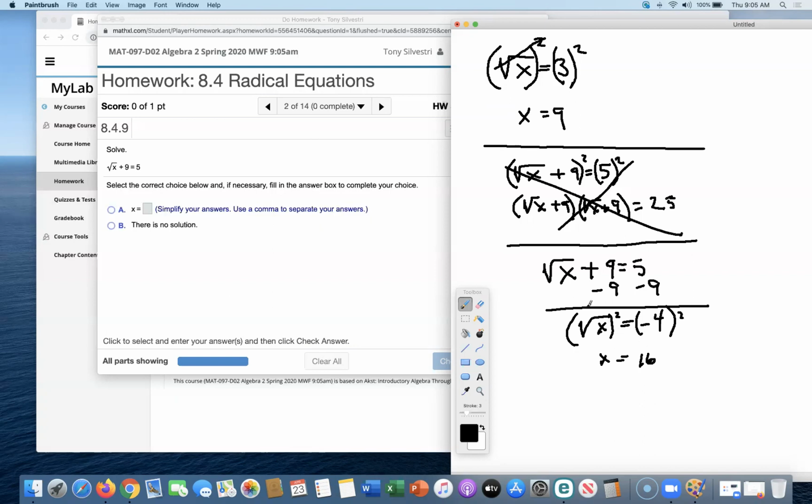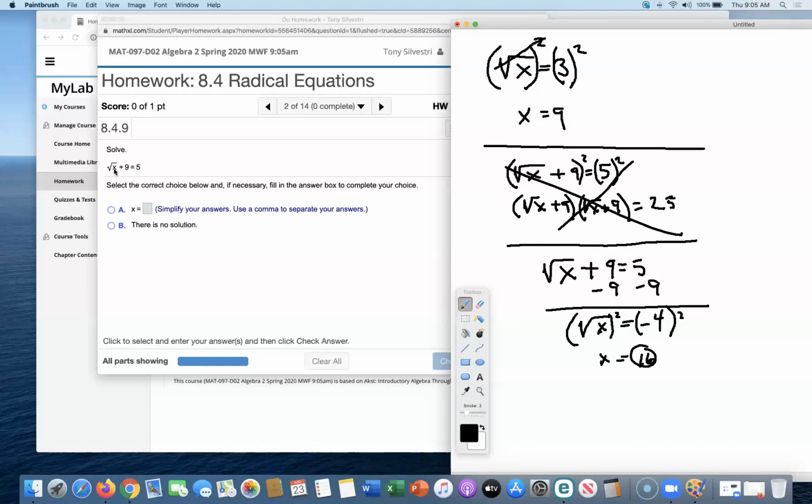Problems with square roots are notorious for giving you answers that just don't work. It's just the nature of mathematics. There's your answer that we calculated. You need to take that 16 and put it in the original problem to see if it really works.